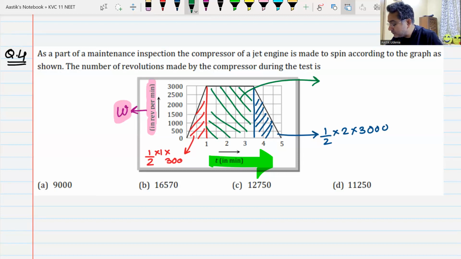Length is, oh, this is not 2, I think I made a mistake. The base is not 2 here. It is, I think, 1.5. So I've made a mistake in calculating the base. 1.5. And this is 1 to 3.5. So this is 2.5. So 2.5 multiplied by 3000. As you can see, I could have done this in this fashion.